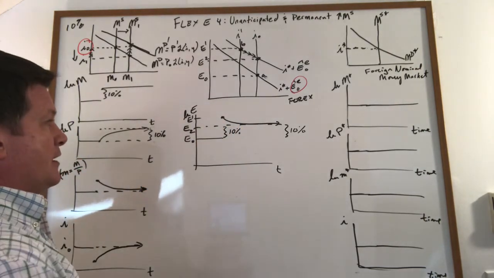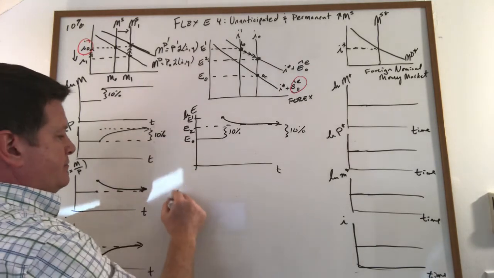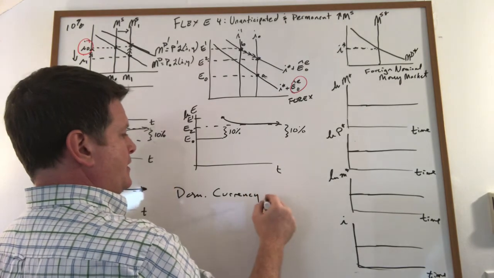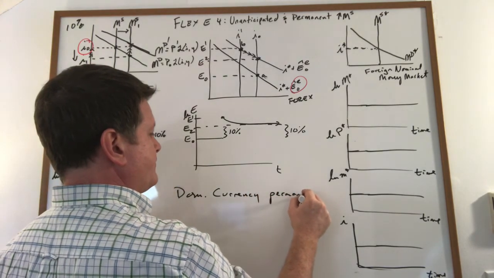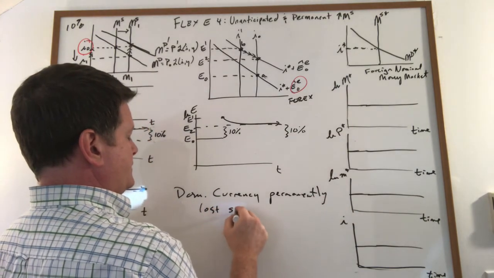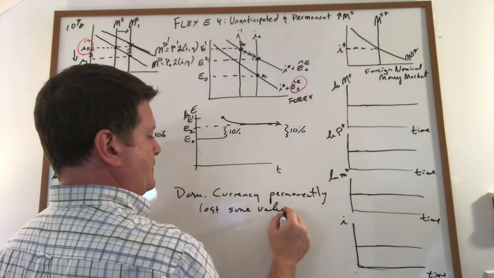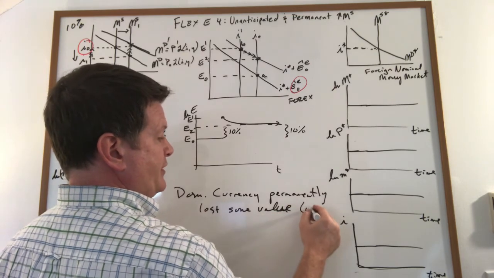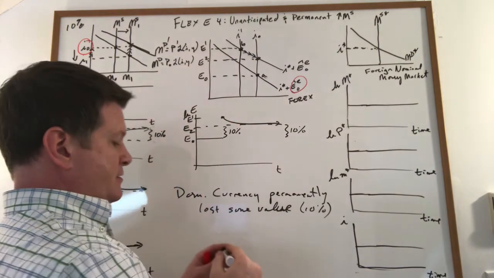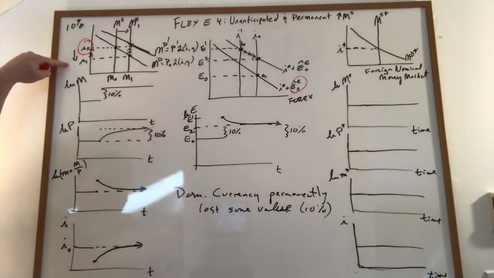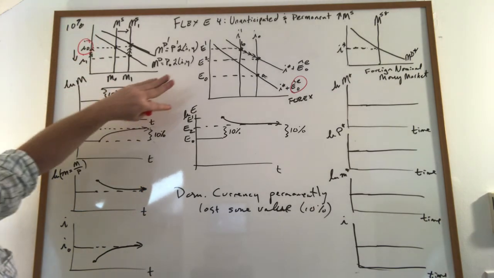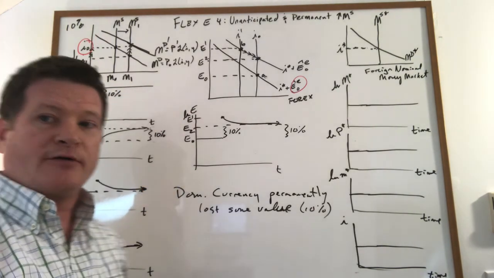So the domestic currency permanently lost some value, in our example 10%, and overshot initially, reflected in a drop in the interest rate, which meant the return on domestic currency was lower for a little bit, and its value also decreased.